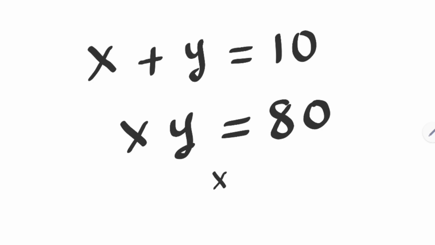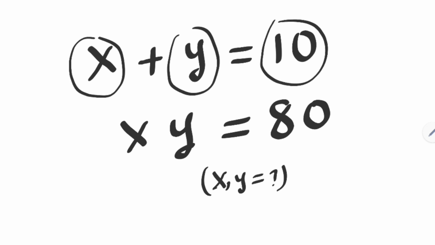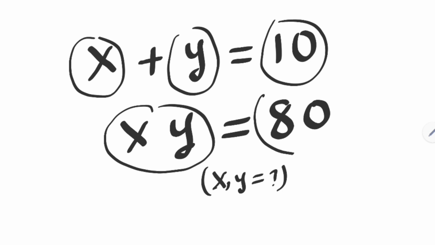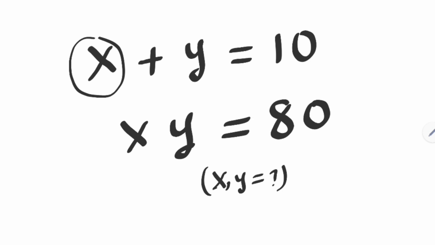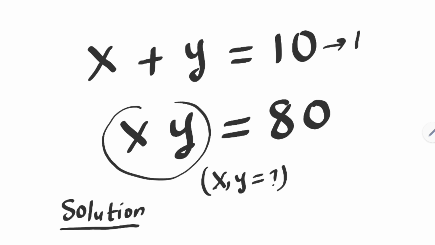Let us solve for x and y, given x plus y is equal to 10 and xy is equal to 80. Here, x plus y is equal to 10. Let us call this equation 1. xy is equal to 80. Let us call this equation 2.